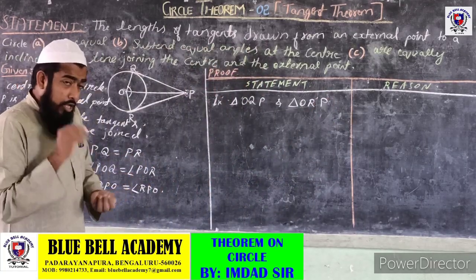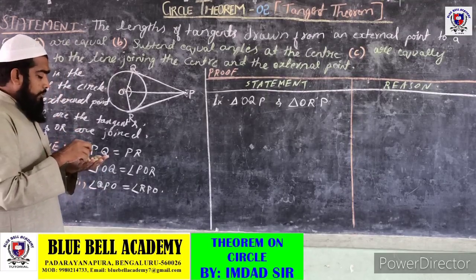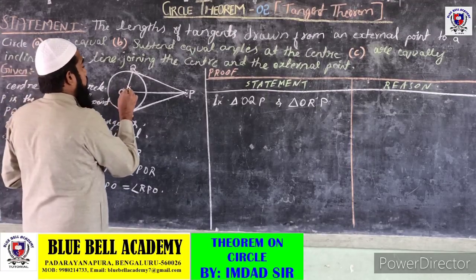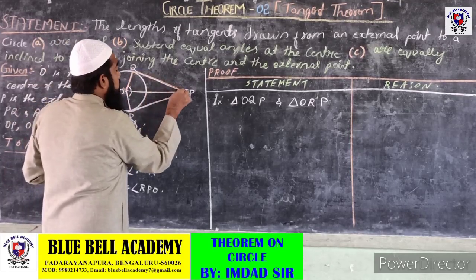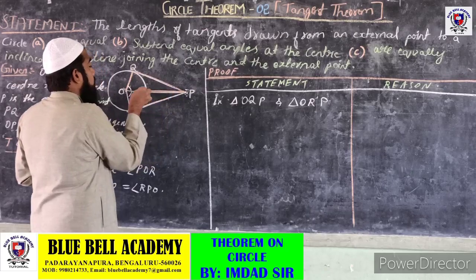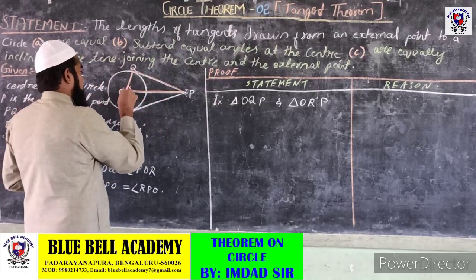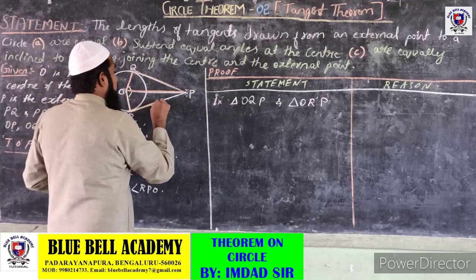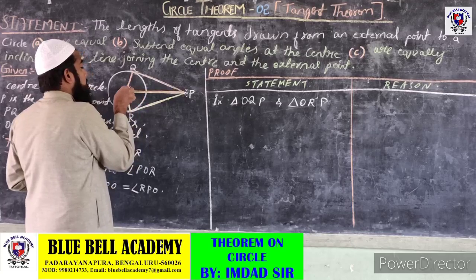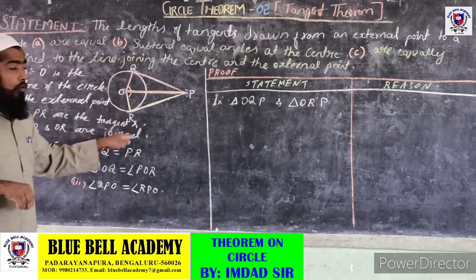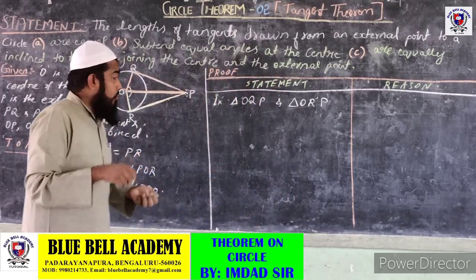We will see. If you observe here, these two triangles that we are going to compare, let me just mark them with these two colors. This is the triangle OQP, and this is the triangle ORP. Okay, OQP and ORP, these two triangles we are going to compare. So now how we are going to compare?